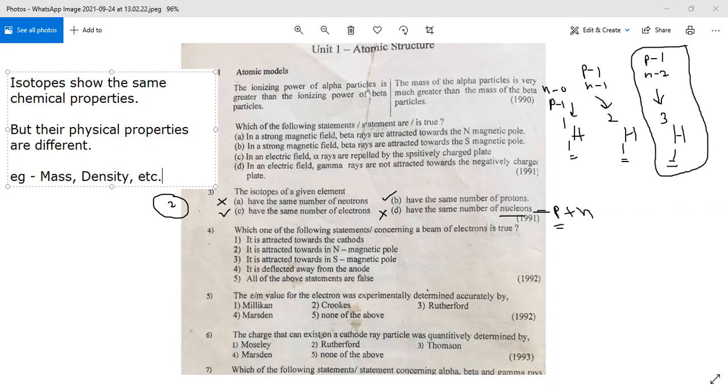Same chemical properties, because chemical properties totally depend on the number of electrons. The number of electrons in isotopes is the same. So chemical properties are the same, but masses are different, so physical properties are different. A very, very important point.